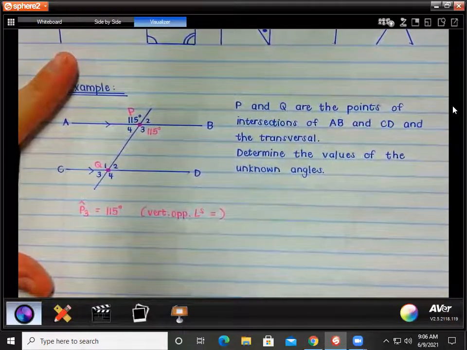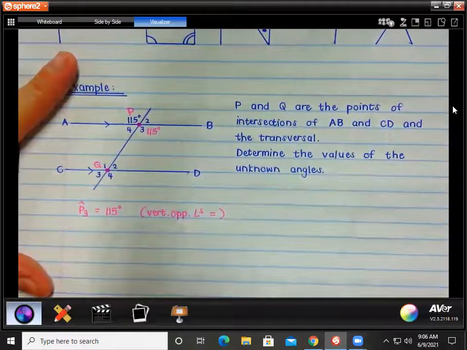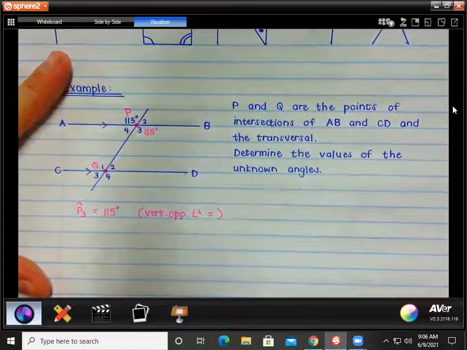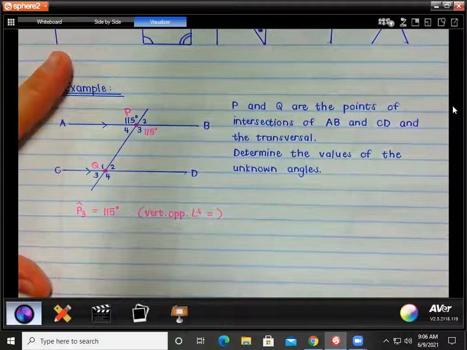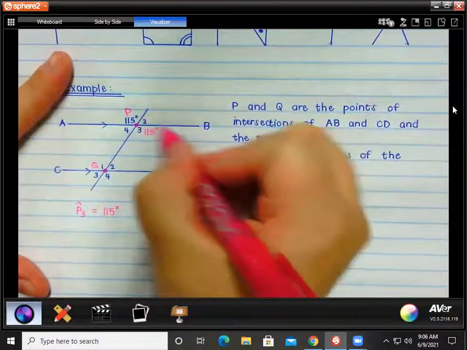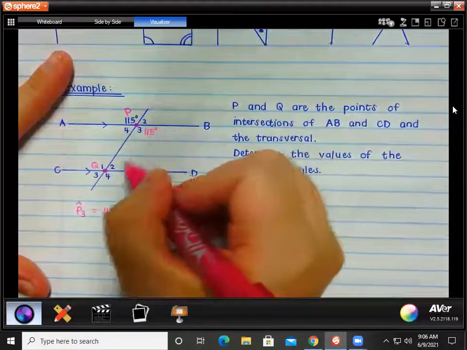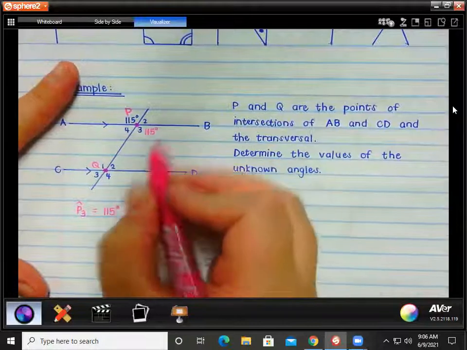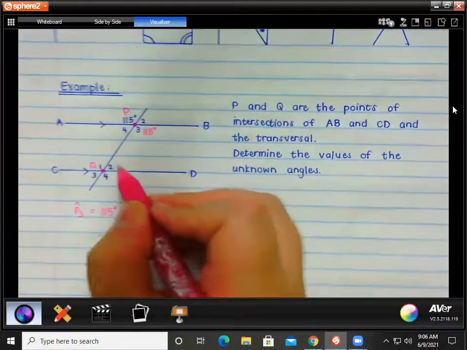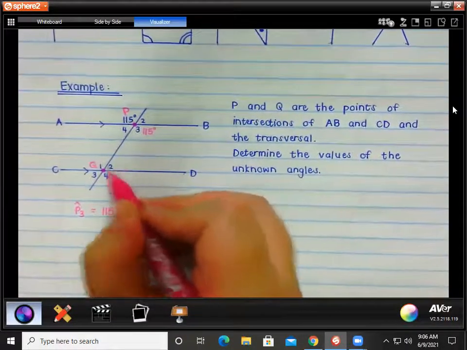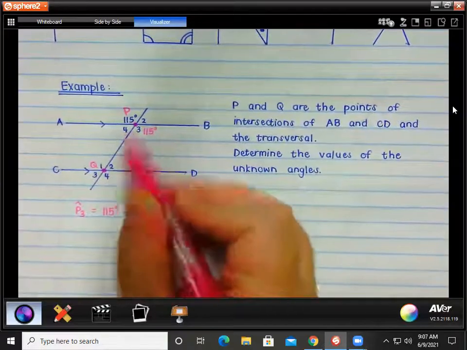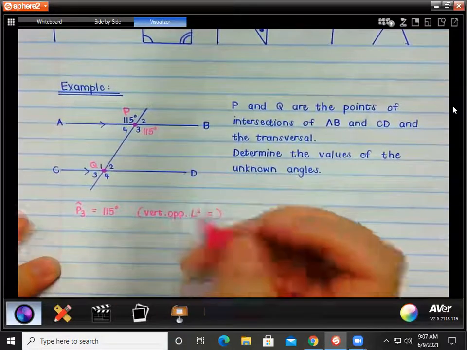All right, what can I find next? Hands up, please. Want to hear from someone else, Joseph? P2, yes, using? The co-interior, not at the moment, because remember co-interior is when we have a C shape. So those two would be co-interior. Oh, Q2, sorry, I thought you said P2. Okay, yes, that is true. All right, let's do that. Let's write that down first. Q2 we can find using co-interior angles. My apologies, I misheard.